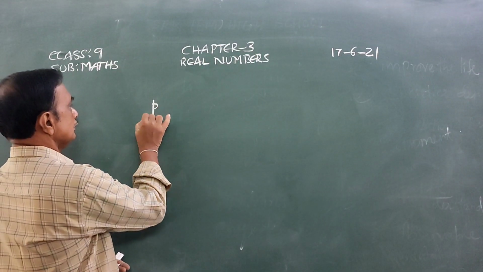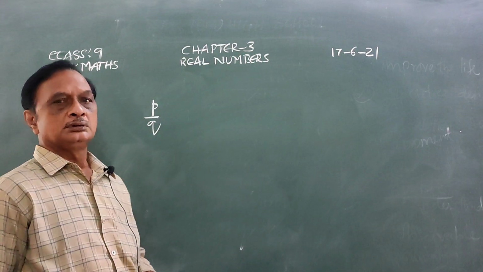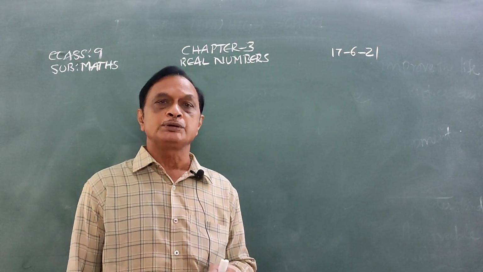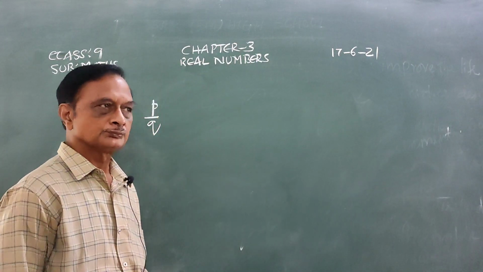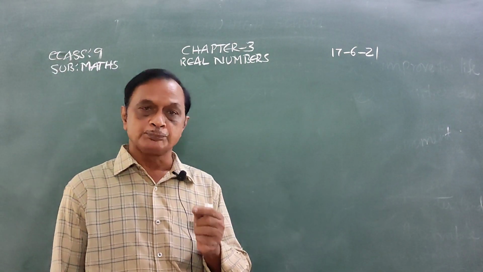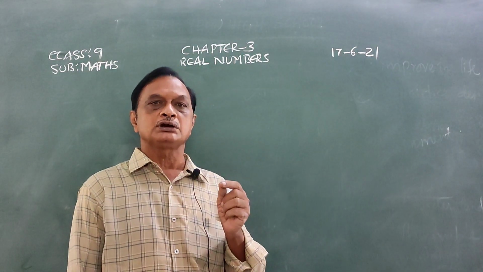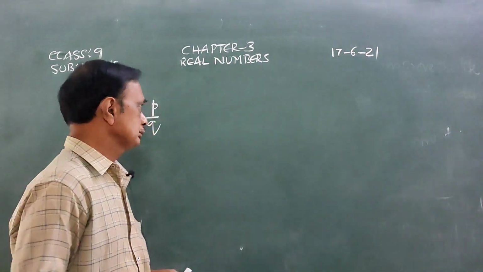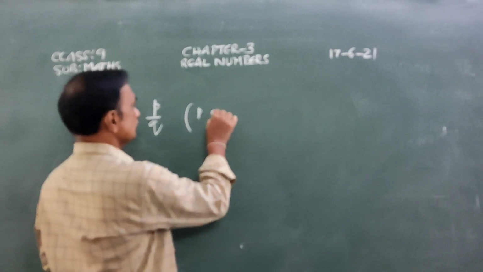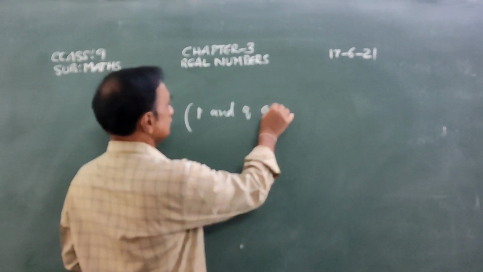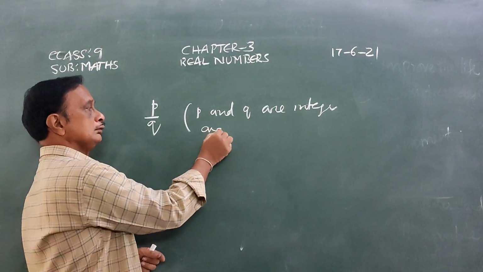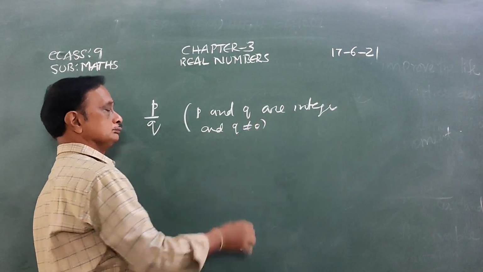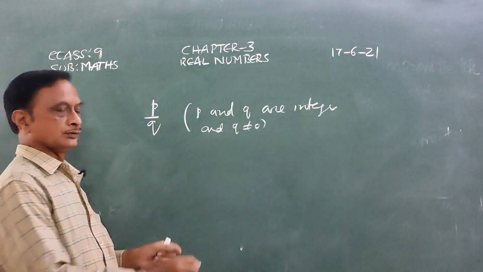See, what is a rational number? Rational numbers are in the form of p by q, where p and q are integers and q is not equal to 0. Numbers which are in the form of p by q, where p and q are integers and q is not equal to 0 are called rational numbers.